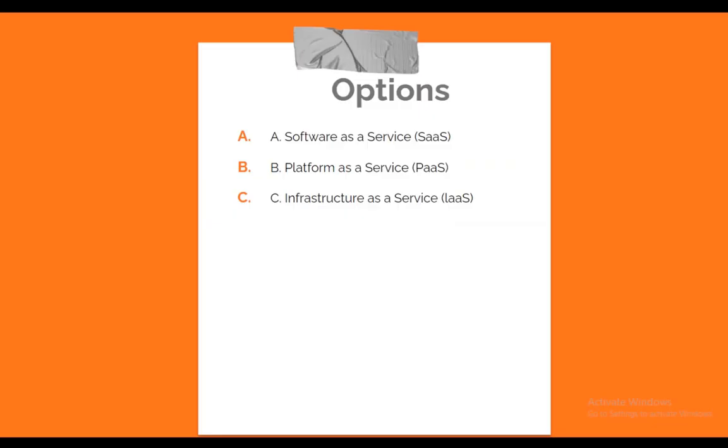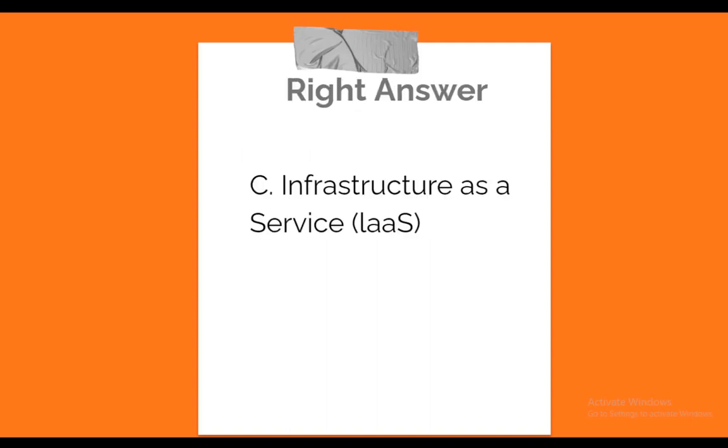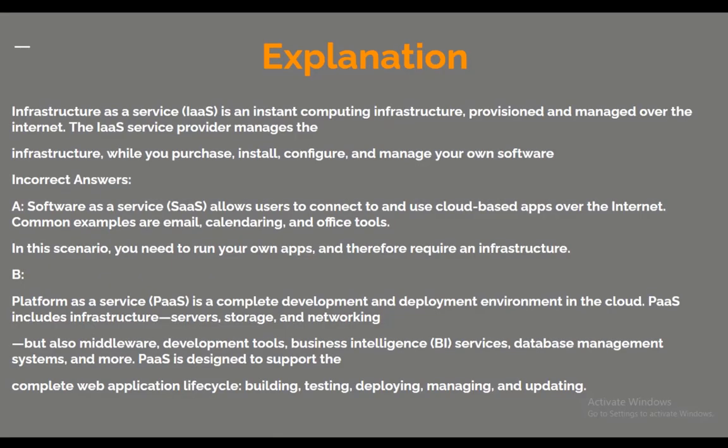And here are the options. Option A, software as a service. Option B, platform as a service. Option C, infrastructure as a service. And the correct answer is infrastructure as a service. Explanation. Infrastructure as a service is an instant computing infrastructure provisioned and managed over the internet. The IaaS service provider manages the infrastructure while you purchase, install, configure, and manage your own software.